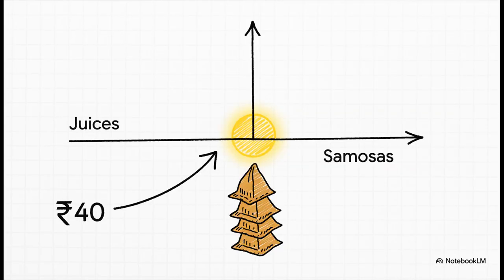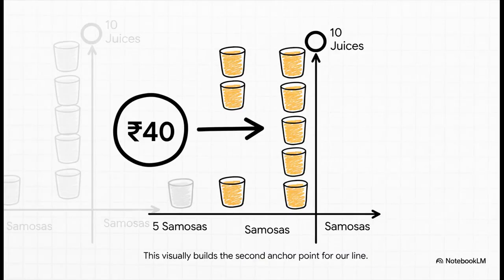First up, imagine you decide, forget the juice, I'm going all in on samosas. With your 40 rupees, at 8 rupees each, you can get exactly 5 of them. So let's put a dot right there on the samosa line. That's our first point.